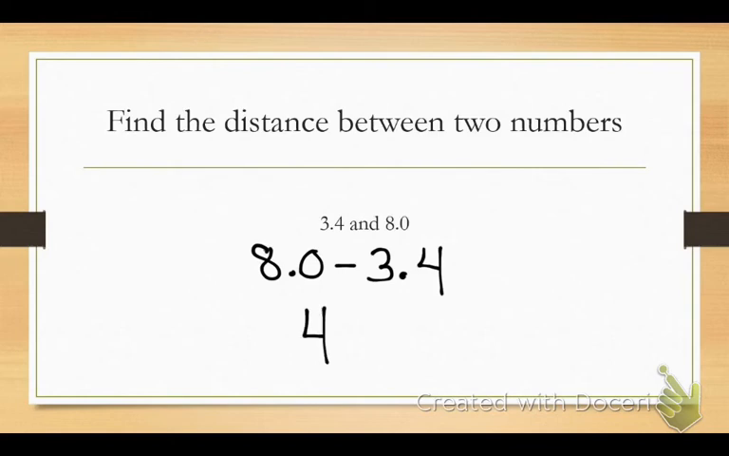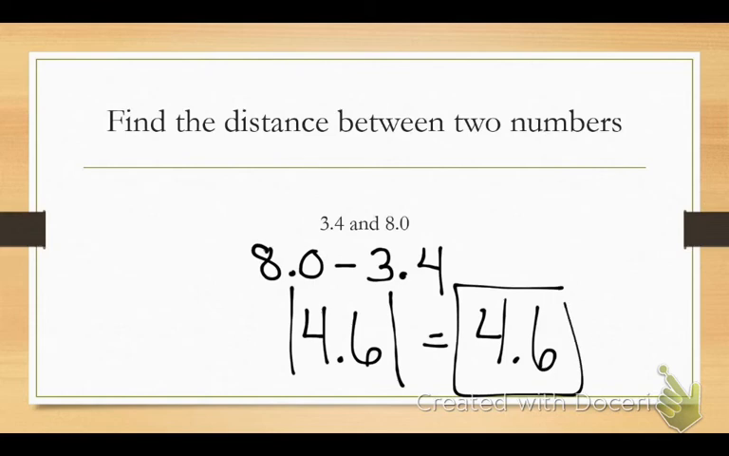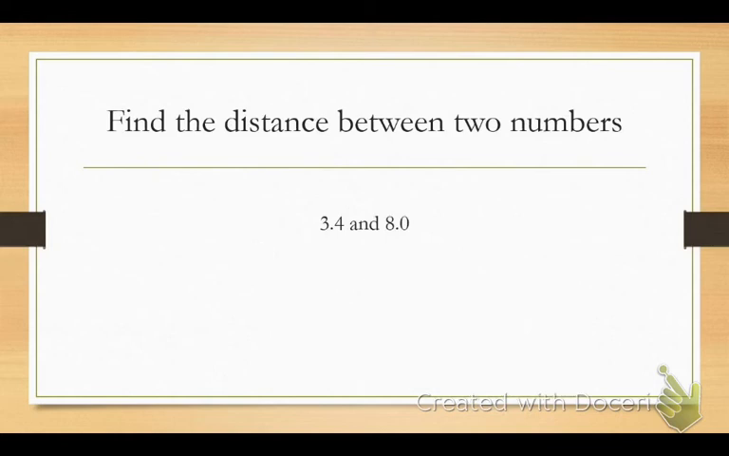4.6. And if this is negative, I have to understand that distance can never be negative. That's why our book uses absolute value bars. It's just 4.6. I can never have a negative distance. All right, so 4.6 is my answer. Give yourself a point if you got it. All right, let's do one more.